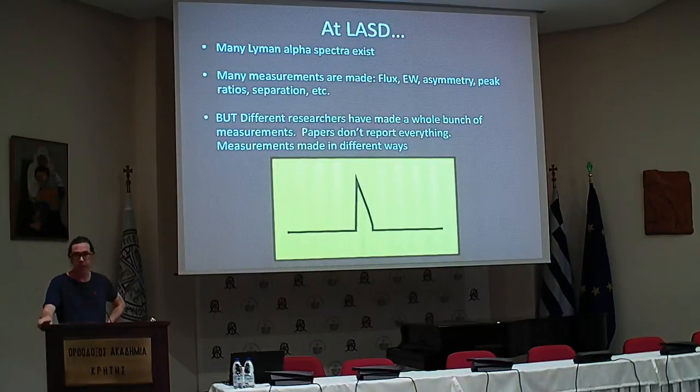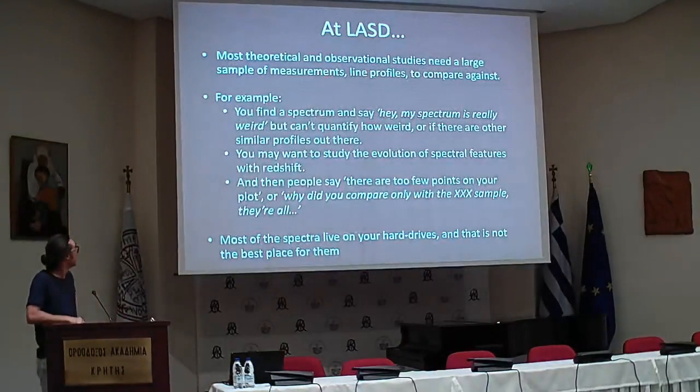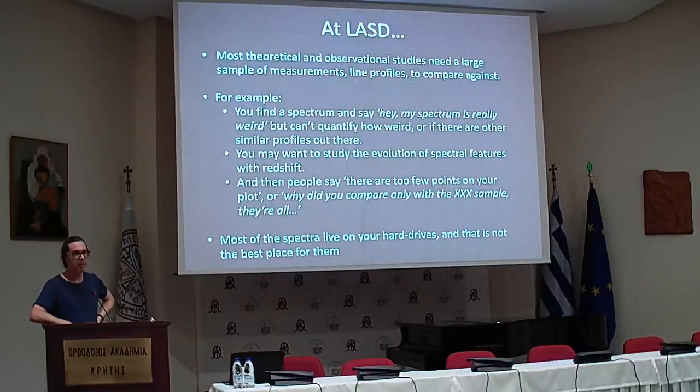And we thought this was, well, this is the way that we operate, right? But this is something that we could improve upon. So we know that almost all studies involve comparison between some data and another data set. You find some new Lyman alpha spectra in your data and you want to go and compare with somebody else's sample or another data set or a different redshift or a different selection function. People say things like, hey, my spectrum is really weird, but they can't quantify how weird, or they want to know if there are any other galaxies out there with similar line profiles or similar quantities.